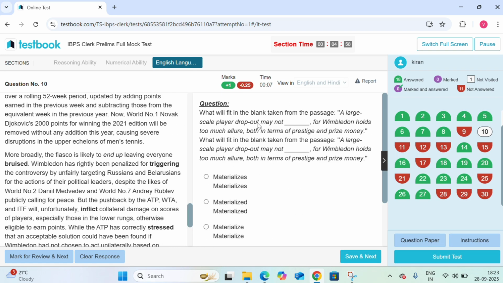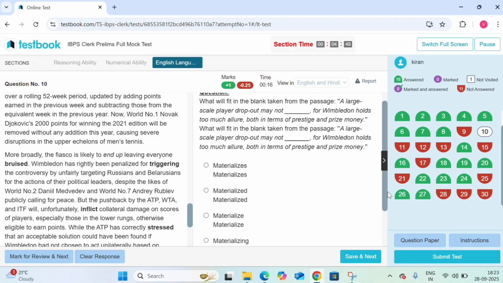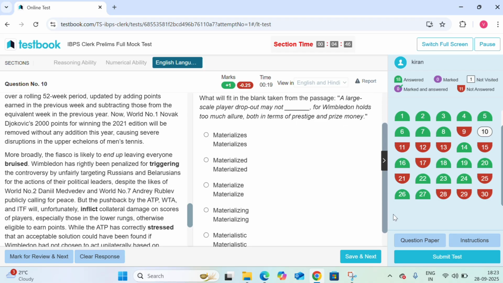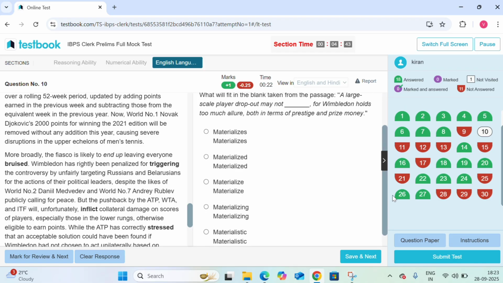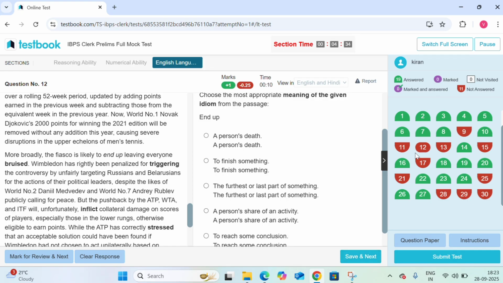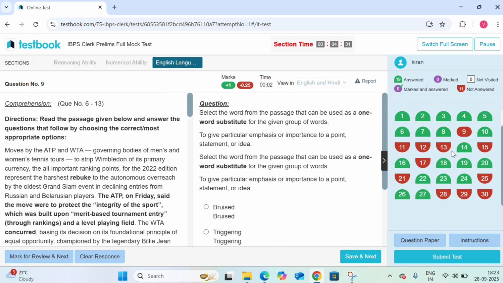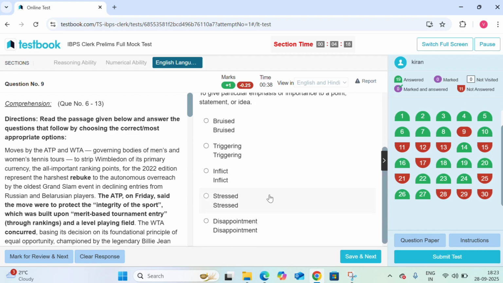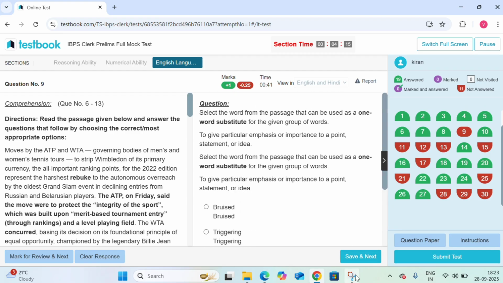What will fit in the blank, taken from the passage? A large-scale player dropout may not materialize, for Wimbledon holds too much allure. Materialize. One-word substitute: to give particular emphasis or importance to a point, statement, or idea is stressed. Same meaning, one-word substitute.